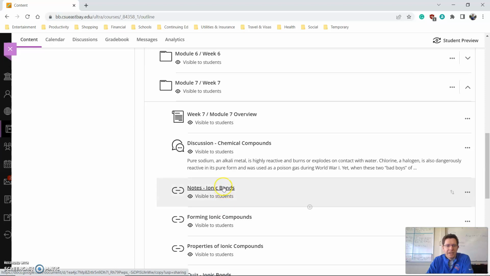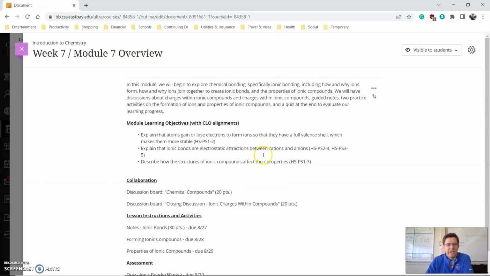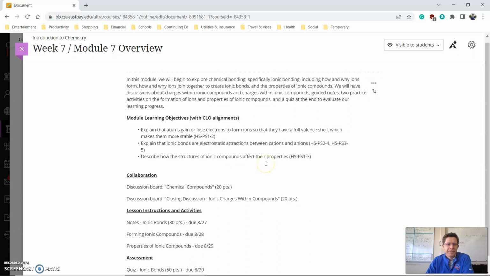on ionic bonds. So in this week, in this module, we'll be looking at predicting how different elements or atoms gain or lose electrons to form ions, based on their valence shell electrons and their positions on the periodic table. And we'll talk about electrostatic attractions between cations and anions forming ionic bonds. And then we'll also go over some ionic properties, I should say, ionic compound properties.